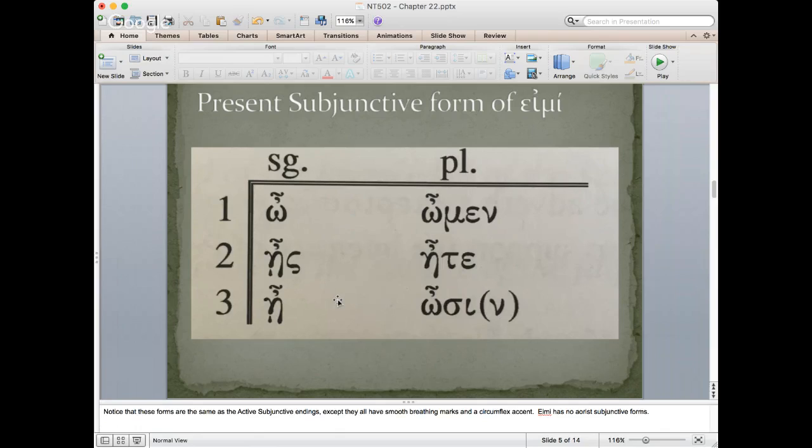How do you translate those? Well, we'll talk about that. I may be. I might be hungry. I may be. It says possibilities. So the EME has no aorist subjunctive form, so it's always going to have this progressive sense, which is the present, quote unquote, present.